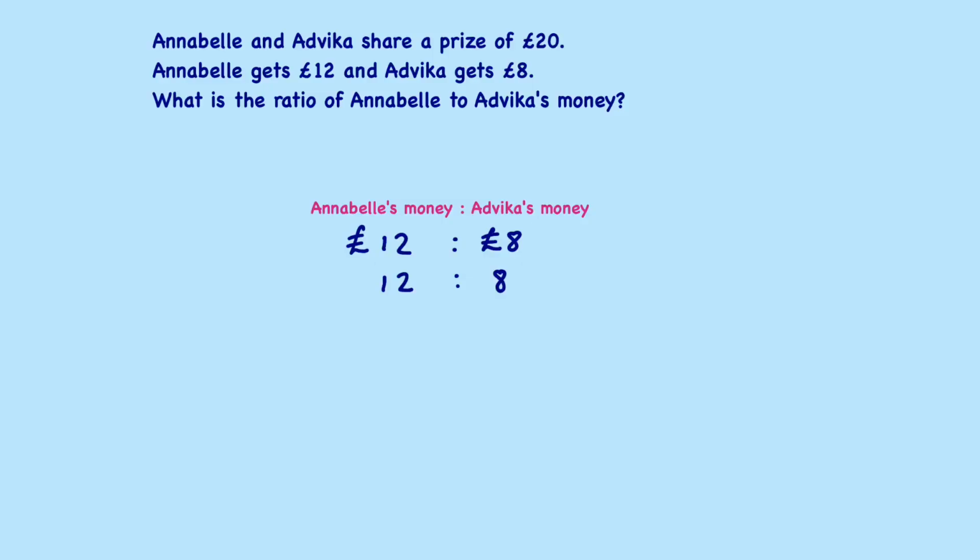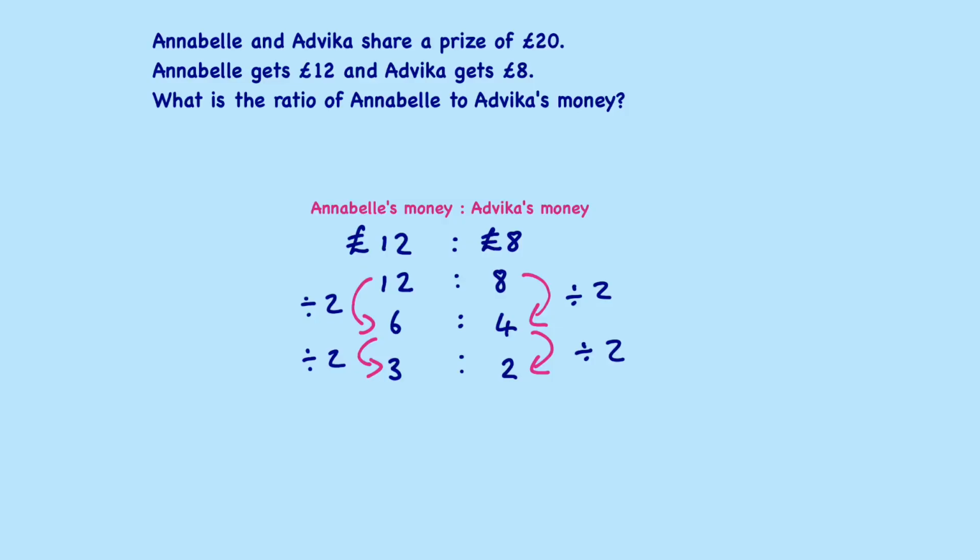So what we do is we see what we can divide both sides by. So we can divide them both by 2. So we divide 12 by 2, you get 6, and 8 by 2, you get 4. And then we can see this can still be simplified because we can divide 6 and 4 again by 2. So that will give us 3 and 2.